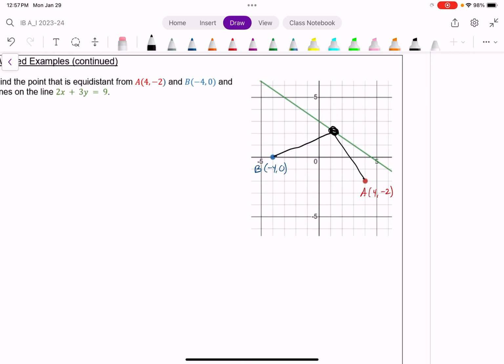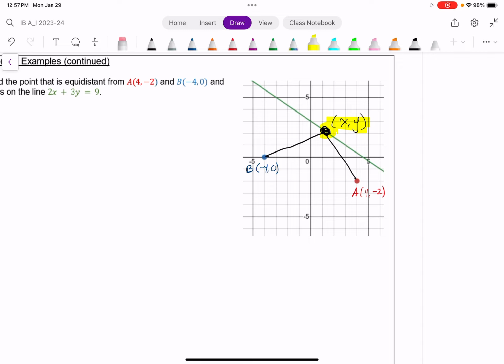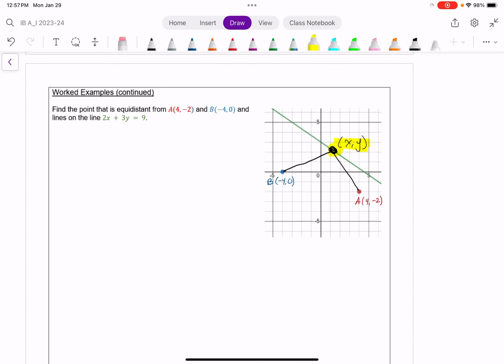Okay, and I want to find the coordinates of that point. So let's put x comma y for now. That's what we're trying to figure out. Okay, how can we do this? Well, that point x comma y, if it is equidistant from A to B, it must be on the perpendicular bisector of A and B. So let's try to visualize and think about how we can find the perpendicular bisector of A and B.